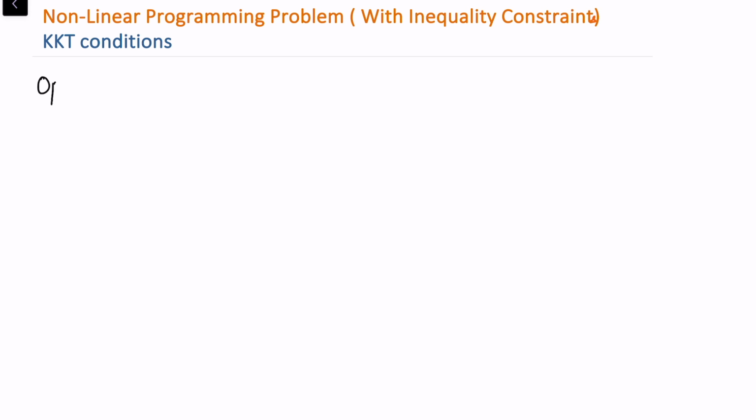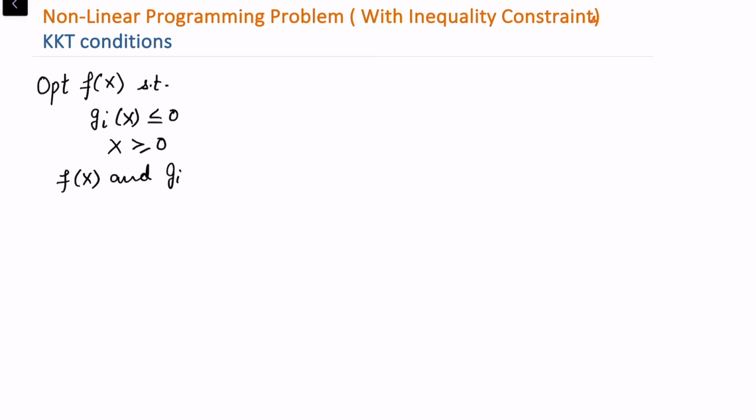Suppose we want to find the optimal solution of an objective function f(x) subject to certain constraints g_i(x) less than or equal to 0 and X greater than or equal to 0. If f(x) and g_i(x), or any one of them, is non-linear, then we consider this a non-linear programming problem.